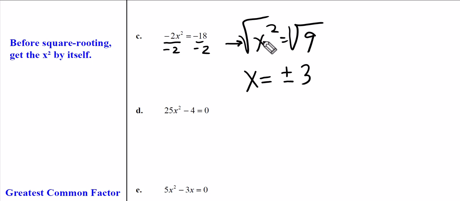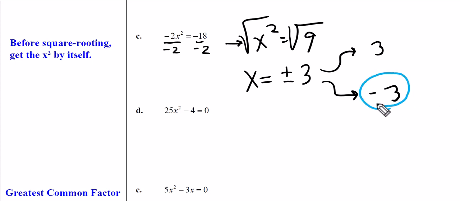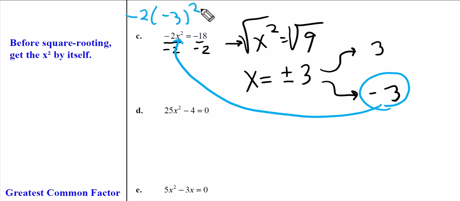Why am I square rooting? Do I always square root? No. We only square root for x if it's squared, because that gets rid of the squared. And then the square root of 9 is 3. When I square root the 9, if it's a perfect square, I no longer write the radical sign. We pick up a plus or minus to indicate that there are two answers: either a positive 3 or a negative 3. And you can always check and confirm that it works out. For example, if I take this answer and plug it into x, if I set it up as negative 2 times negative 3 squared, that should equal negative 18. And it does.